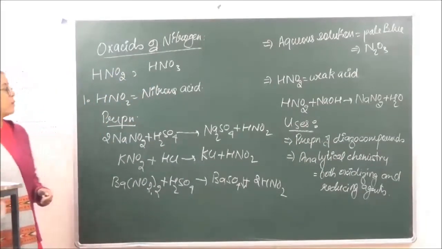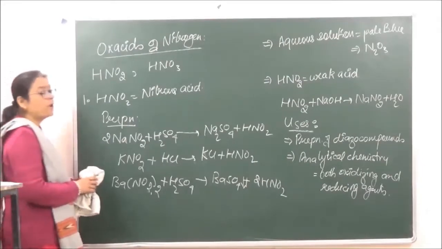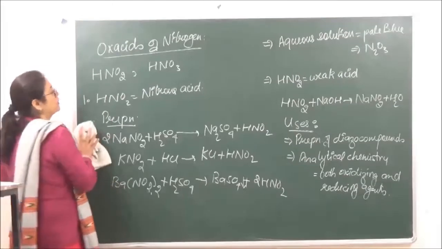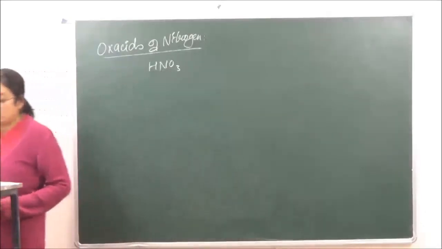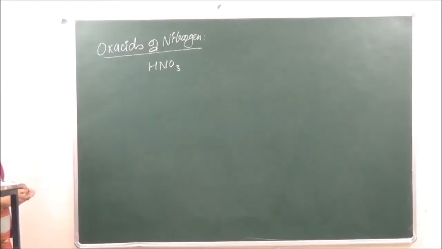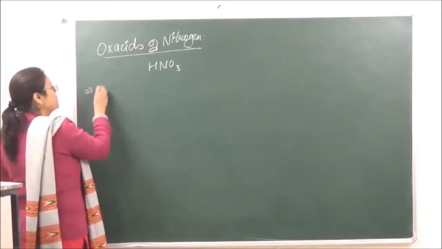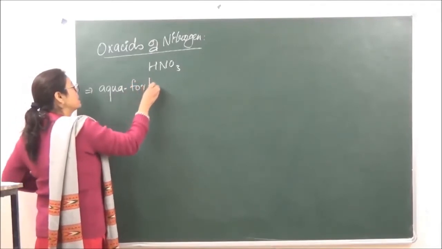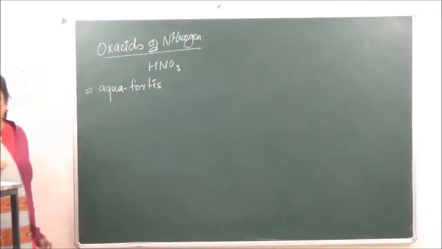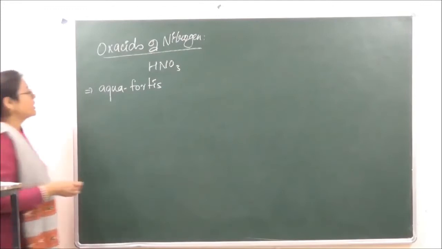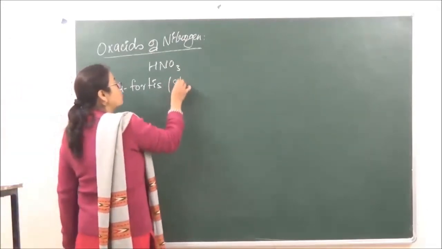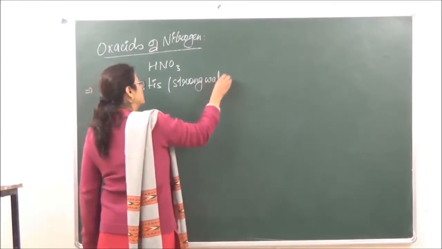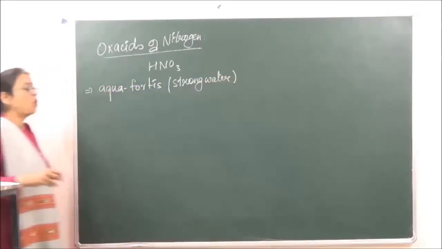Let's go on to the second one, HNO3, which is a more important and most widely used acid with respect to HNO2. The second acid which we are using over here is nitric acid. It was named Aqua Fortis. This was the name given to HNO3, which means what? Aqua Fortis means strong water.